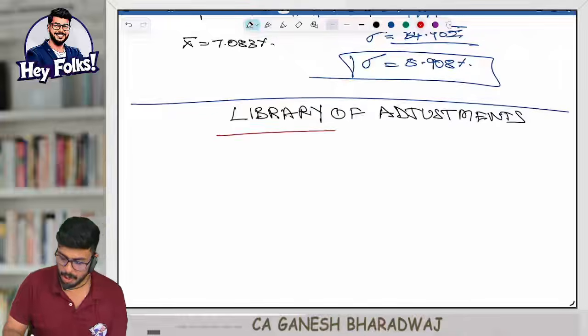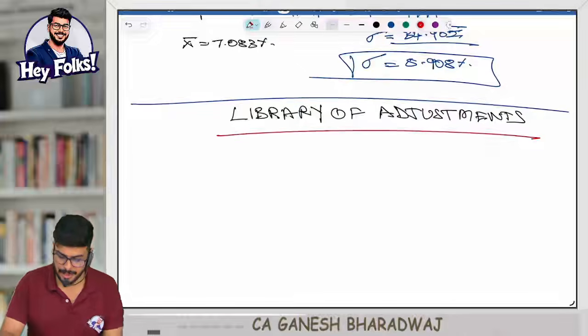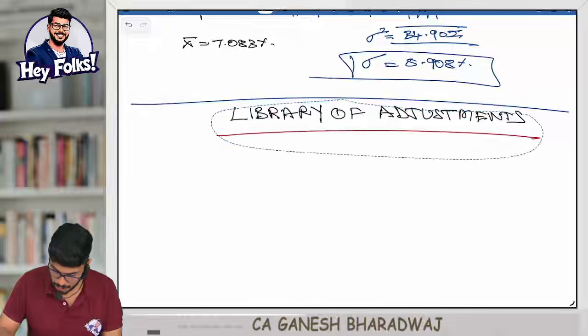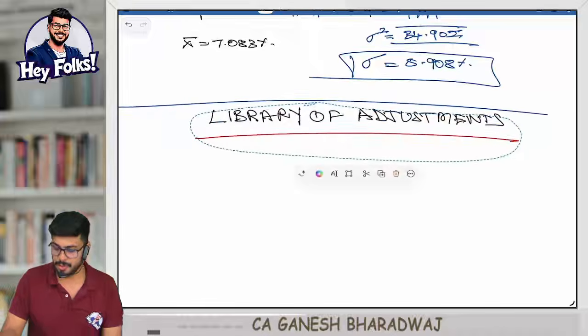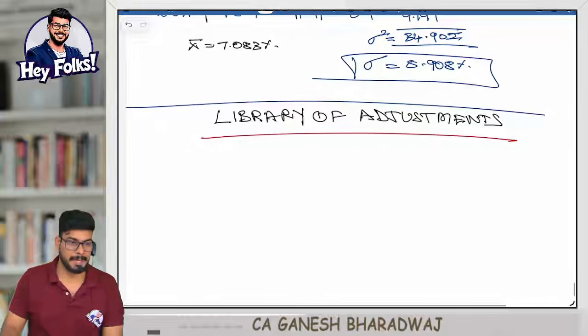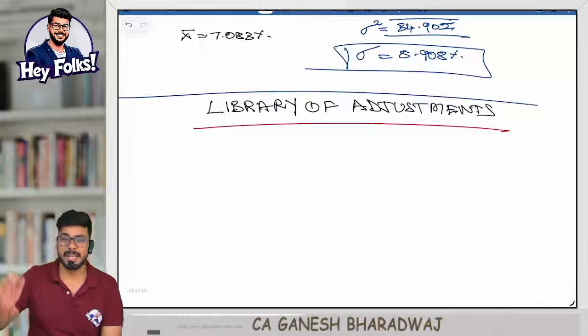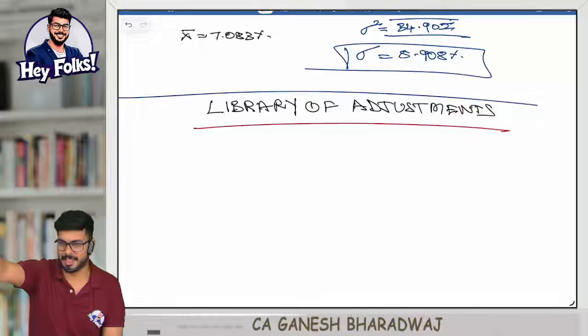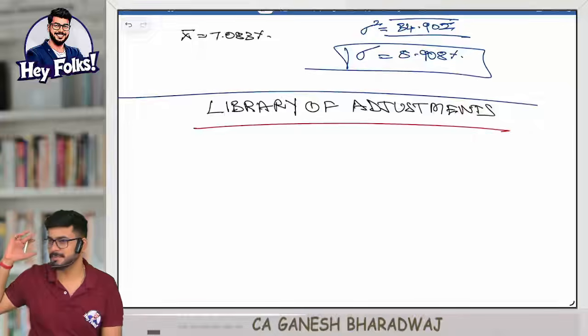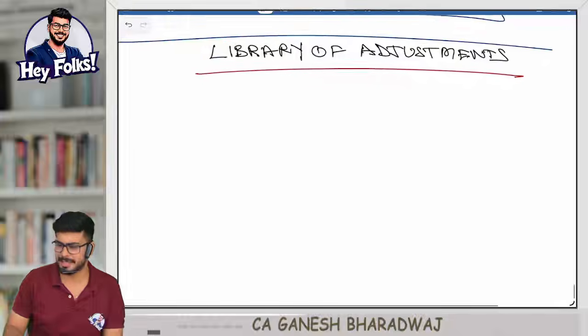For those who have already attended my CA Inter lectures, you must already be used to this. But for those who are new to me, let me tell you what this is. Guys, this is the wealth that you accumulate over the span of watching our lectures. What is this library of adjustment?